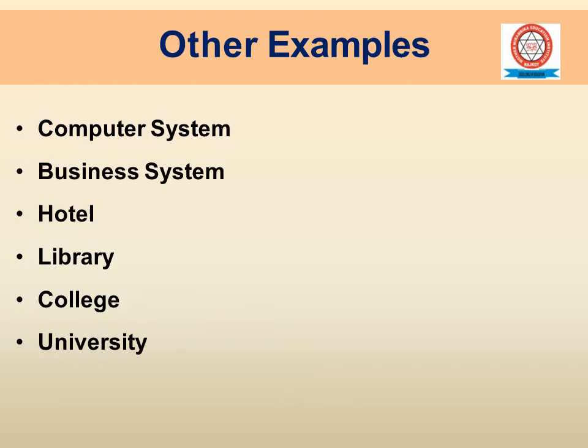Other examples. These are all examples of system like computer system, business system, hotel, library, college, university and many more. For example, if we consider computer as a system, it is made of different parts like keyboard, mouse, monitor, CPU and many more. In the same way, all these are systems and these systems are made of different components that are linked together to achieve specified goals.